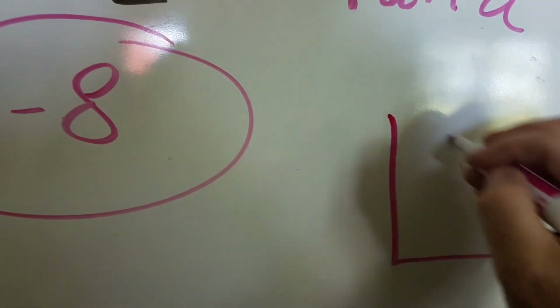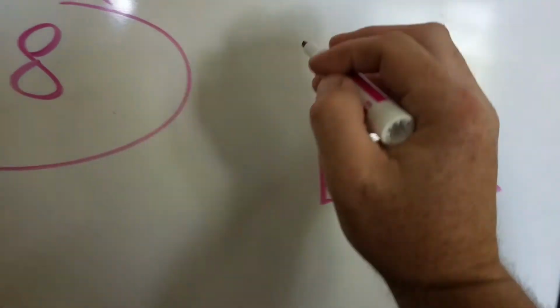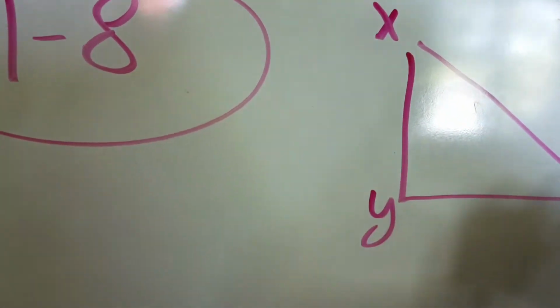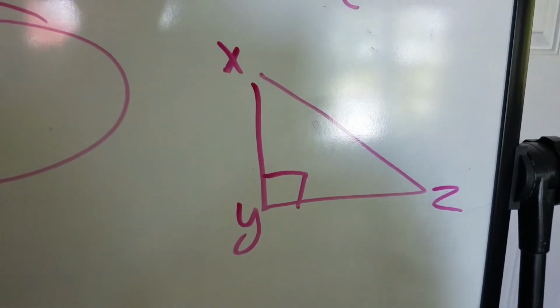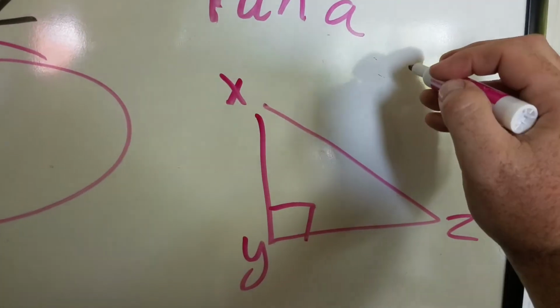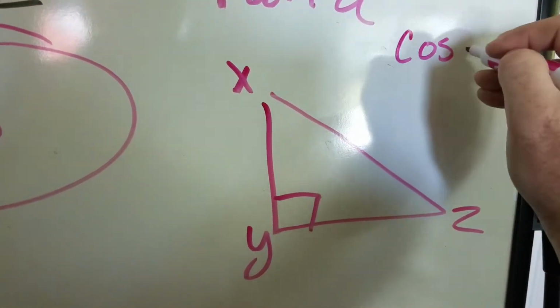Here's the famous 3, 4, 5 we did. I'm going to call this X, Y, and Z. There's my right angle. Okay, in this problem, let's say cosine of Z.